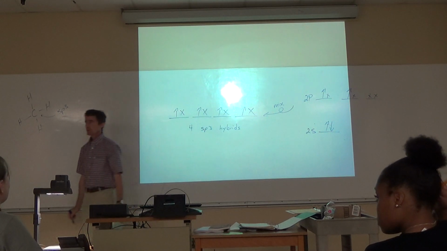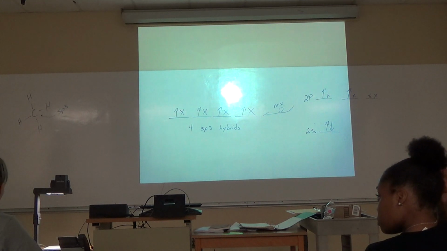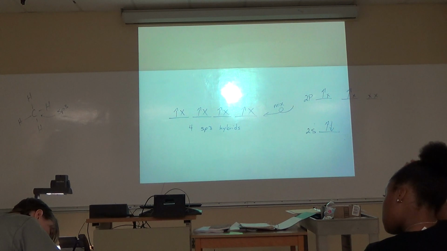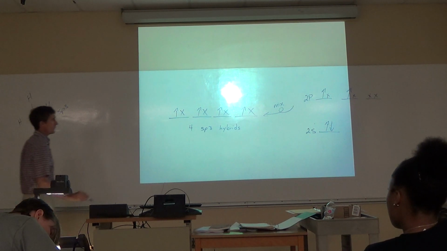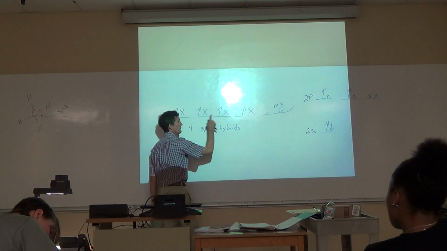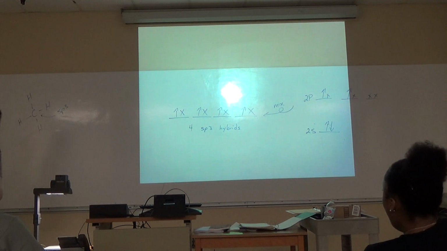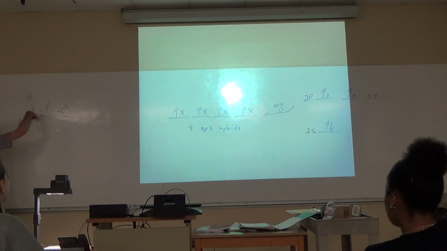And now we can make four identical bonds to four H's or to four chlorines. Or it could be one to an H, one to a chlorine, one to a bromine, and one to maybe another carbon. It doesn't have to be the same thing. But it's four bonds made with hybrids. In this case, because they're all H's, they're identical.